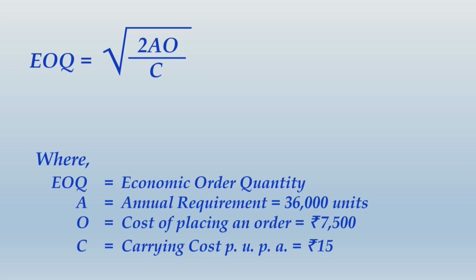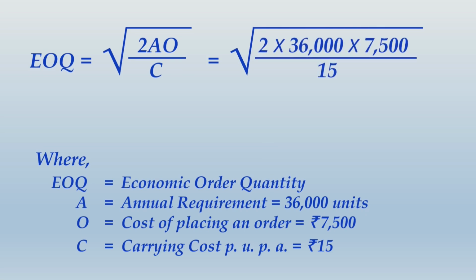When we apply all these calculations in the formula, we get 2 into 36,000 into 7,500 divided by 15, and this whole thing is under square root. So when you apply this calculation, what you get is exactly 6,000 units. So please write up this entire calculation quickly before I talk about anything ahead.